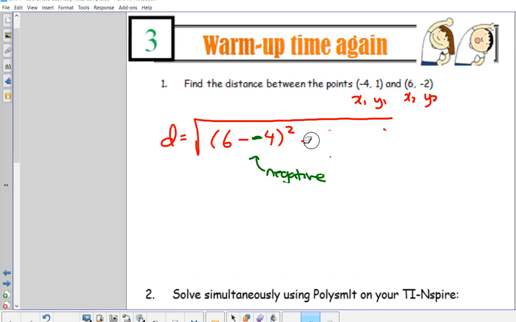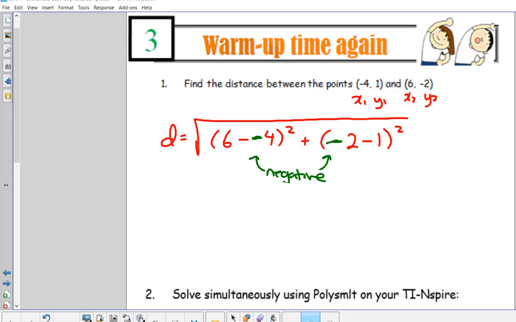Don't forget it's the Pythagorean theorem, so plus y2 minus y1 all squared. So that's -2 minus 1 all squared. Again, just pointing out that that's -2 minus 1 all squared. Lovely. I drew a long negative, it's just a regular negative though.